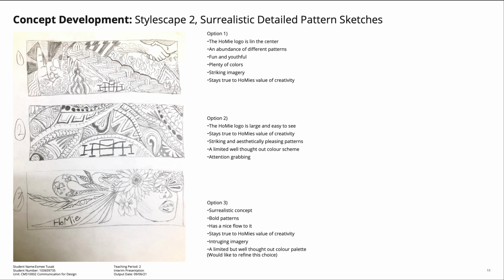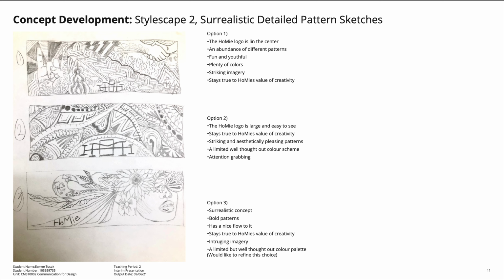The second option is a bit more cohesive and a detailed pattern. I really liked this one actually. All the different patterns work really well, and the Homey logo is clearly visible as I've left a negative space surrounding it, making it very easy to see and very identifiable.